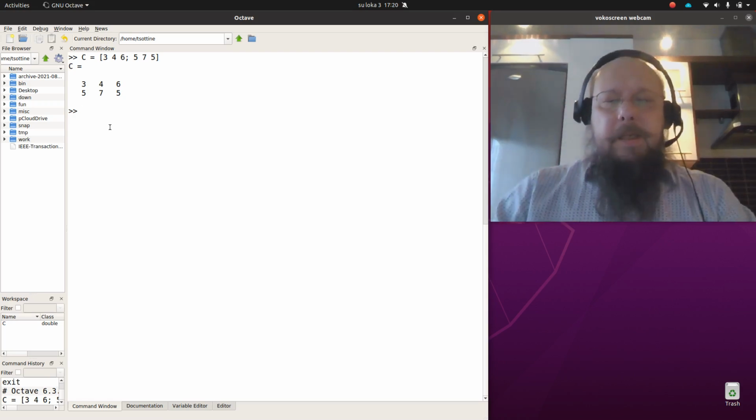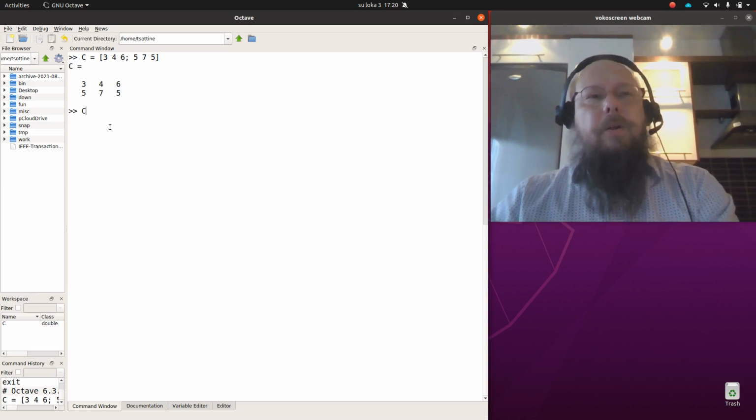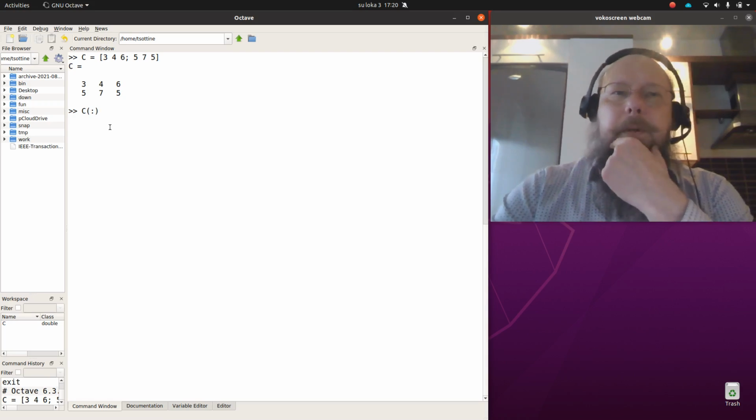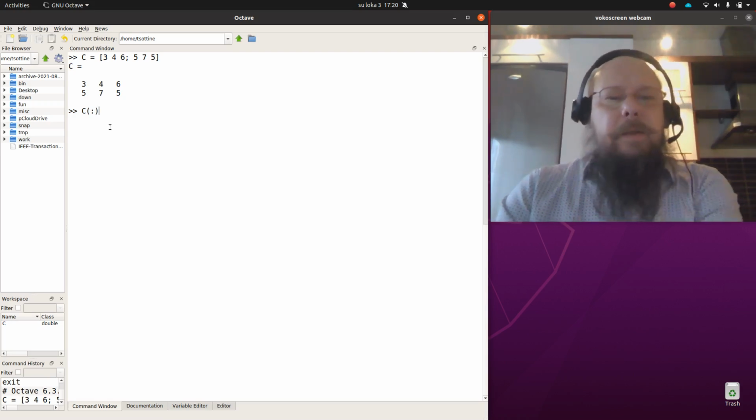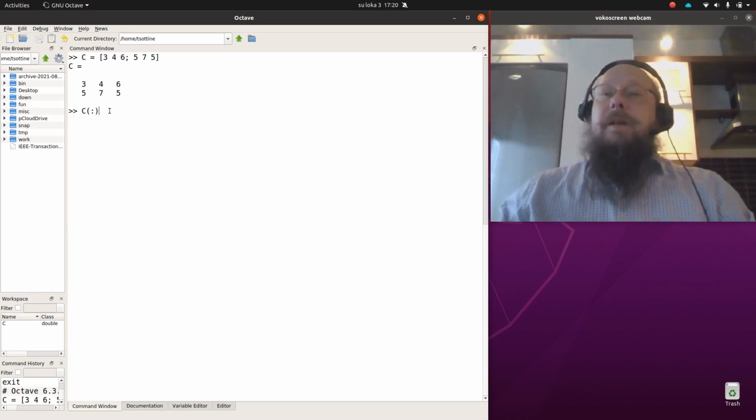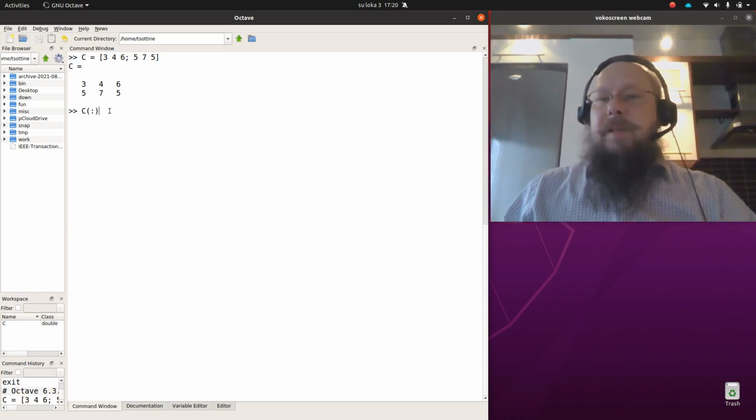But there is this kind of unfolding construct or operator, which is the colon. So we have seen this colon before also, but this is a weird use of it, which is actually very convenient now. So what this does, it takes in a matrix and then unfolds it as a vector. That's precisely what we want.